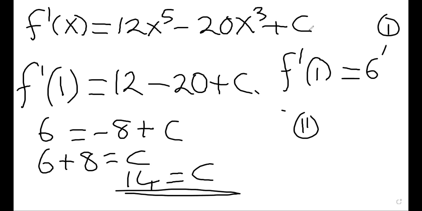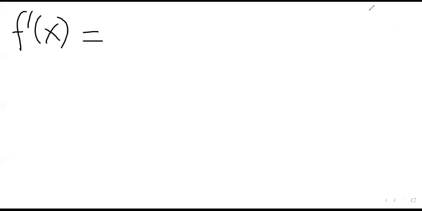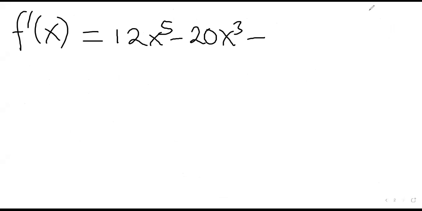So in this derivative, where there is c, you are now going to put 14 here. So what we have now is f prime of x is equal to 12x^5 minus 20x^3 plus our c, which is now 14. You're not going to write c, we're going to write 14 instead. So now we have our first derivative.